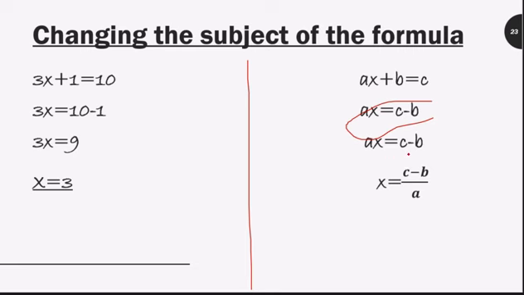3x divided by 3 is equal to 9 divided by 3. Okay, so you cancel out everything on the x part, and you have, how many times does 3 go into 9? It goes in 3 times. This is how you arrive at a 3 here.